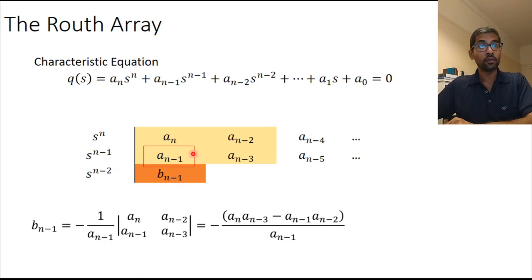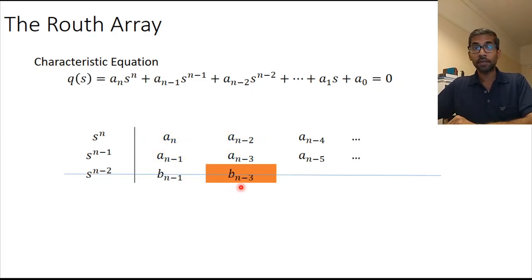Okay. So once you get a_{n-1}, and once you get these 4 numbers, you can write b_{n-1}, that is this number that we are trying to evaluate, as minus 1 over a_{n-1} and the determinant formed by these 4 numbers, a_{n-1}, a_{n-2}, a_{n-3}. And of course, you would know how to evaluate the determinant, and therefore b_{n-1} is going to be equal to this. Okay, let's try this one more time for the element which is going to go here.